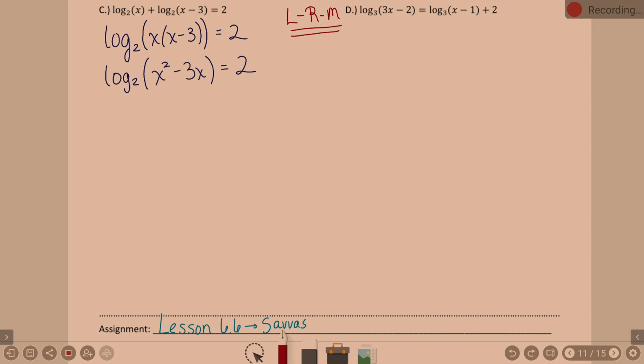Okay, how do we get the x out of the log? We have to take it to exponential form. Left, right, middle. So what's my left? The base of 2. Raised to the right, what's the right? Exponent of 2. Equal, what's the middle? The inside of the log, which is x squared minus 3x.